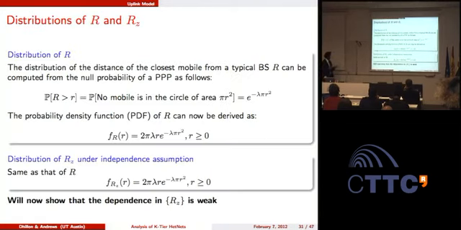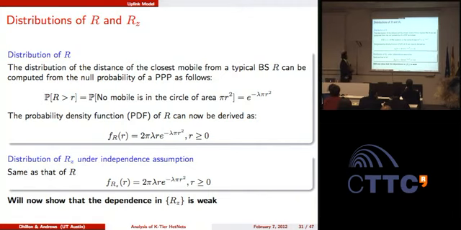And now the distribution of R can be easily found from the null probability of a Poisson process. Now what R was, just to recall, it's the distance of a mobile to its nearest base station. So since this R is the distance to the closest base station, we know that there is no other base station closer than that base station. So no base station in the circle of area pi R square.